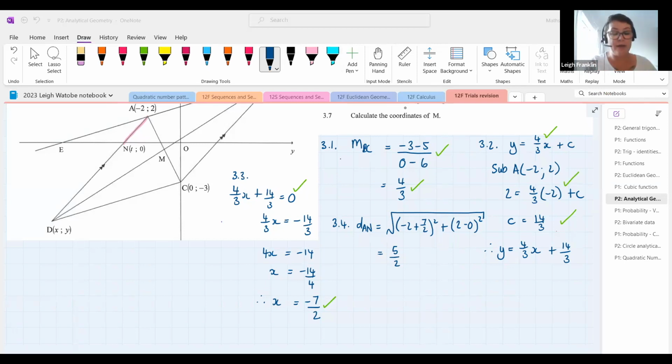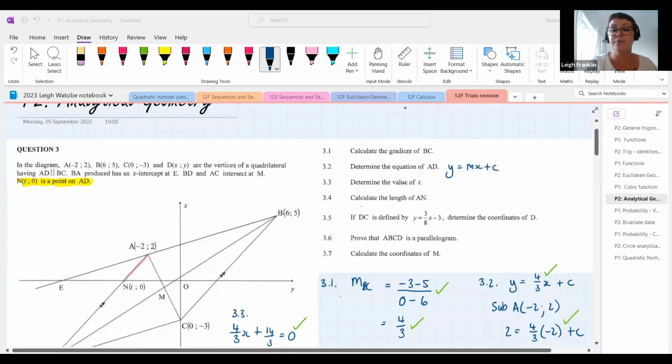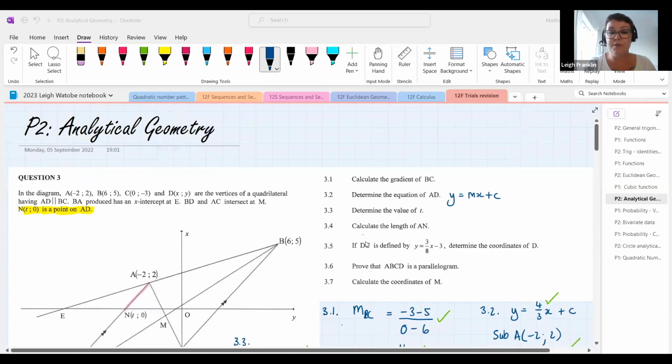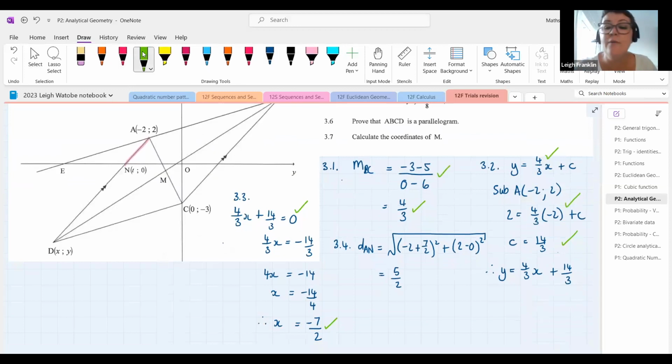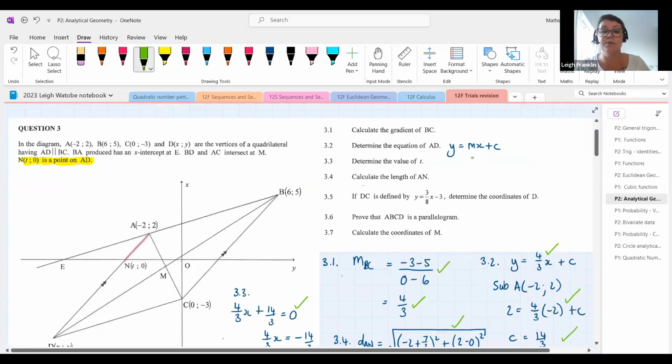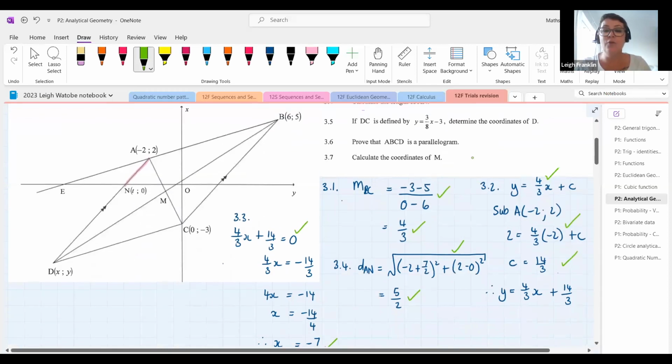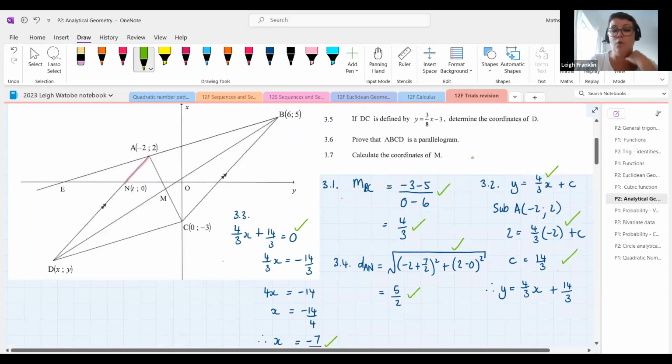Good, well done. And I think this would probably also be out of just 2 marks for using the distance formula. Let's just check. Yes, so it is. It's also out of 2. So here you would have 1 mark for subbing into the distance formula and 1 mark on your answer, like so. Okay, now the questions start to become a little bit more complicated, but not too bad.